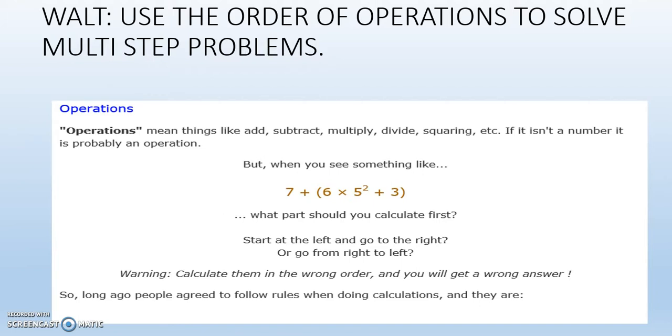But when you see something like this, as it says, you've got 7 plus 6 times 5 squared plus 3. What part should you calculate first? Where do you begin? Now, it's a confusing thing. Do you start at the left and go to the right, or do you go to the right from the left? The key here is we have an order of operations, because if you calculate them in the wrong order, it's very simple. You will get the wrong answer. Long ago, people agreed to follow a set of rules when doing calculations, much like punctuation, and these rules we must abide.